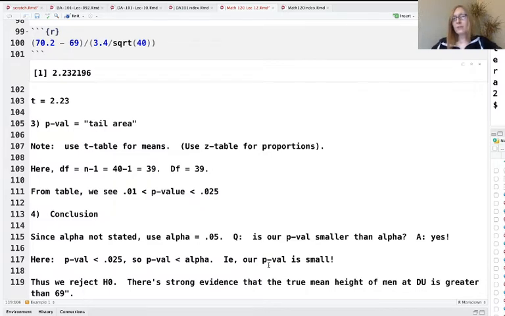We have found, based on the sample data, statistically significant evidence that male students at Denison are taller than the national average of 69 inches. Now, I just made up this data, so I'm not sure if that's really true. But that's how the test works. There's one detail in this problem that might seem a little bit weird. Don't worry, I'm going to do a couple of these.